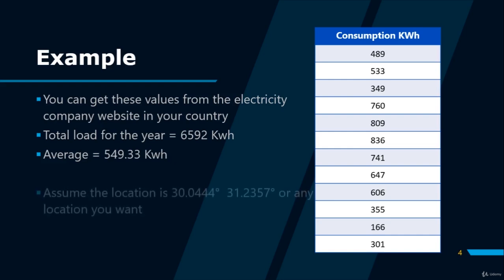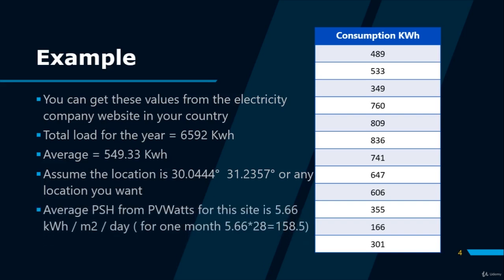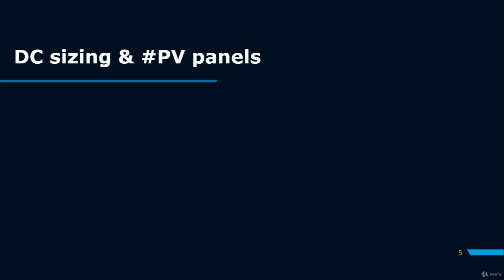Then assume this location to get the peak sun hour from PV Watts, and the average peak sun hour from PV Watts for this site is 5.66 for the day. Now we need the peak sun hour for the whole month, so multiply 5.66, which is the peak sun hours for one day, by 28 as a safety factor, and we will get 158.5. So now we will use this data to size the DC side.